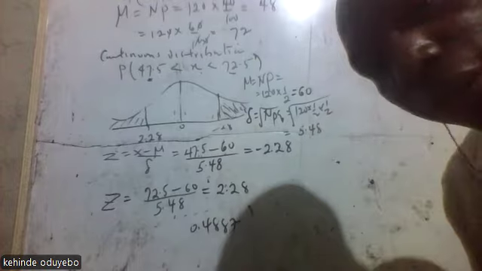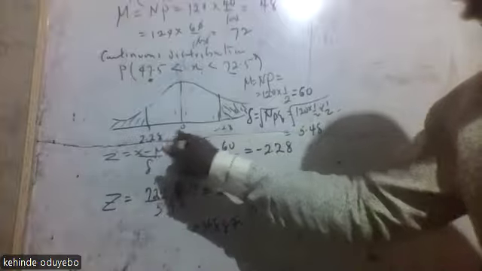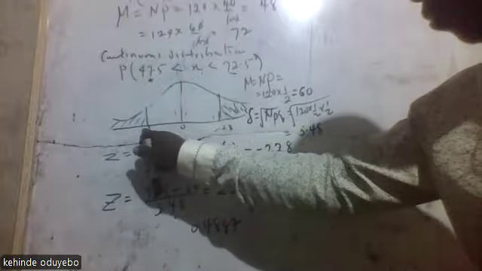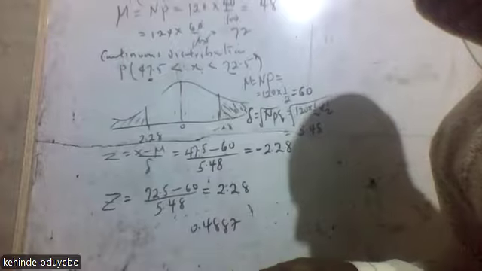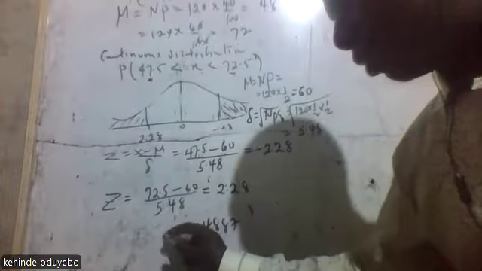See, 0.4887 is from where to where? From the middle to here, which is 2.22. Good. So how do I get from this particular place to this place? You have to subtract it from 0.5, right?